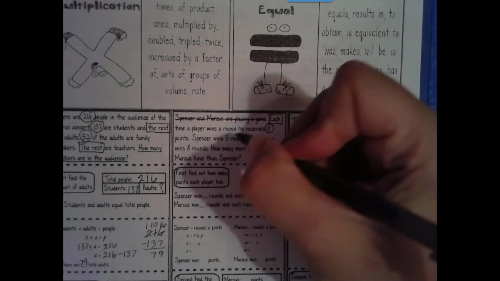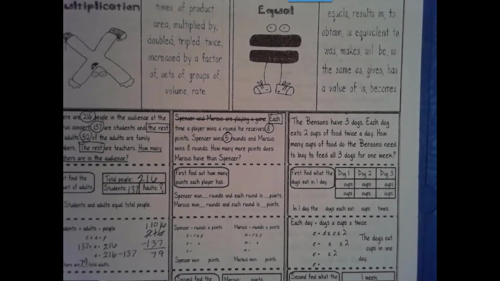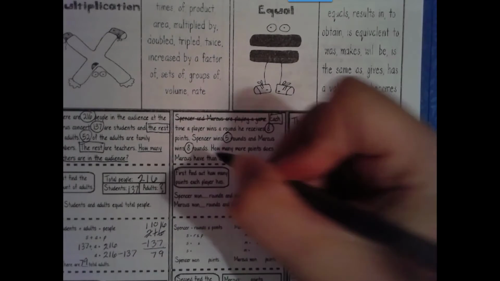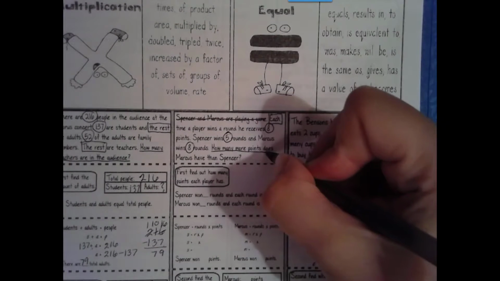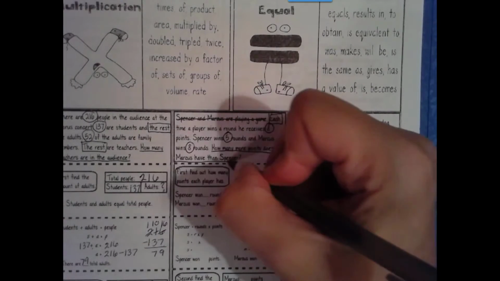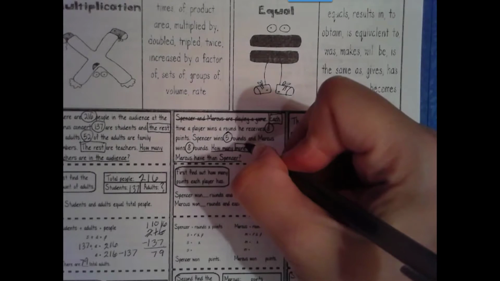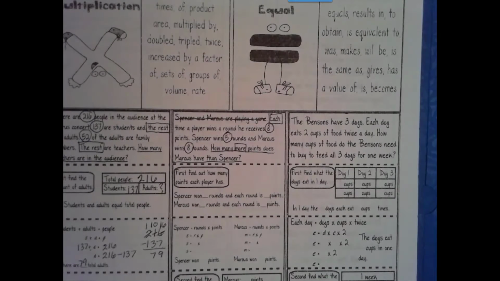Spencer wins 5 rounds. Marcus wins 8 rounds. How many more points does Marcus have than Spencer? So we want to know how many more he has. First, we have to find out how many points each player has.